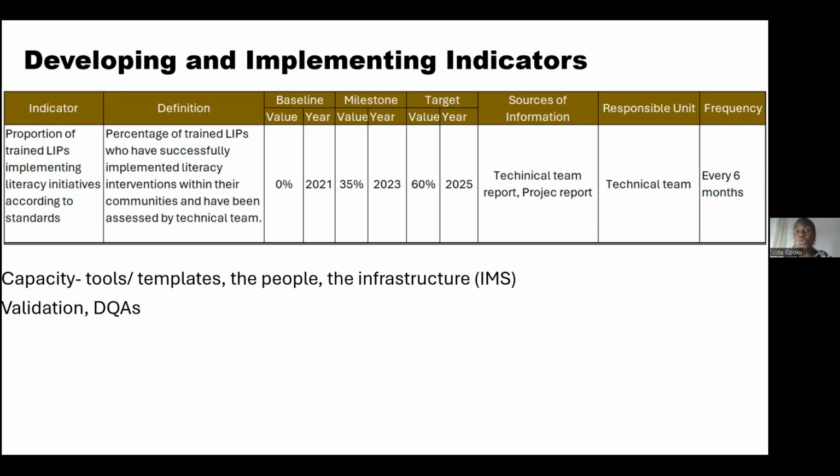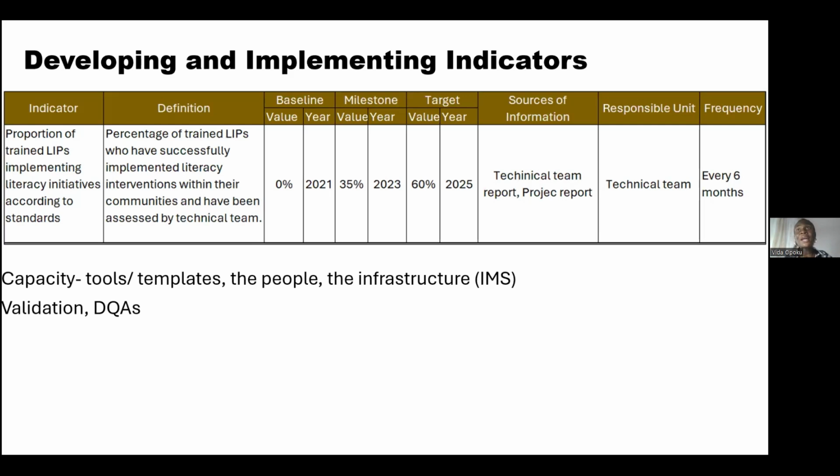What does it mean? So anyone who picks this sheet up is able to know that, okay, if you are looking at an indicator such as the proportion of local implementing partners that are implementing literacy activities according to standards, someone like Mr. Akwa would want to ask, when you say standards, what do you mean by that? So that is when a definition will come in. And we are here saying that this indicator is all about the percentage of trained local implementing partners that have successfully implemented literacy interventions within their communities and have been assessed by a technical team. So this is actually what was developed from the example I gave.